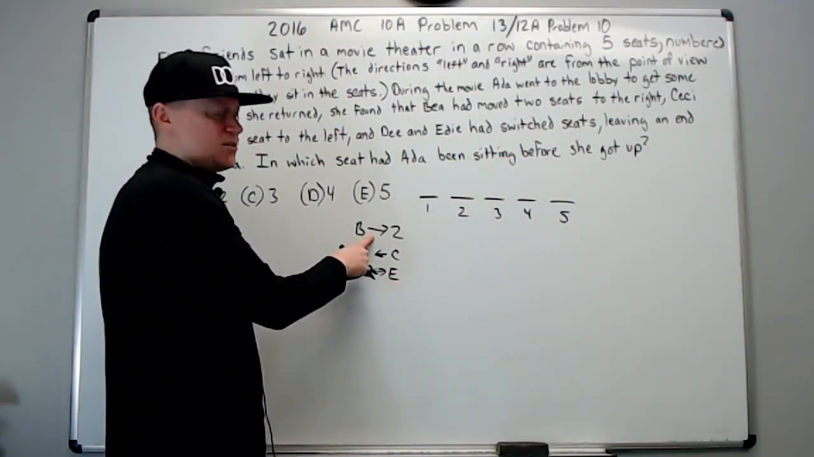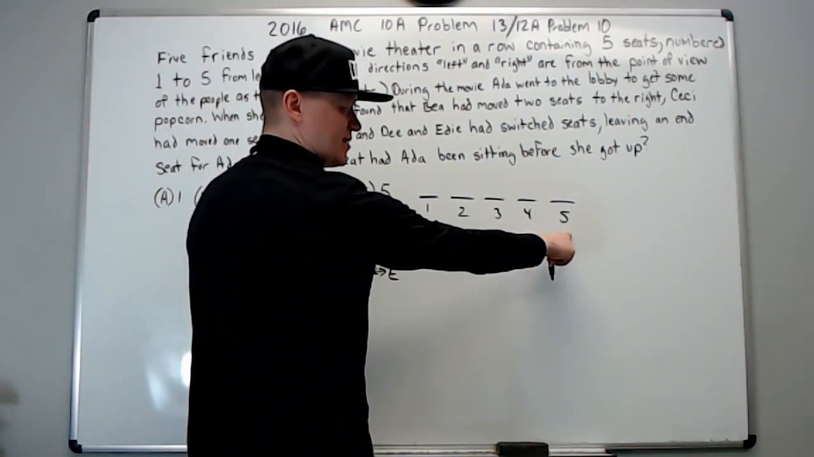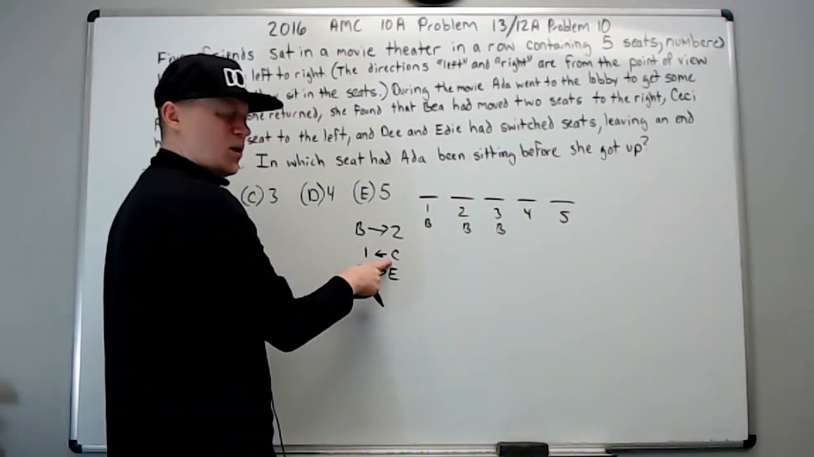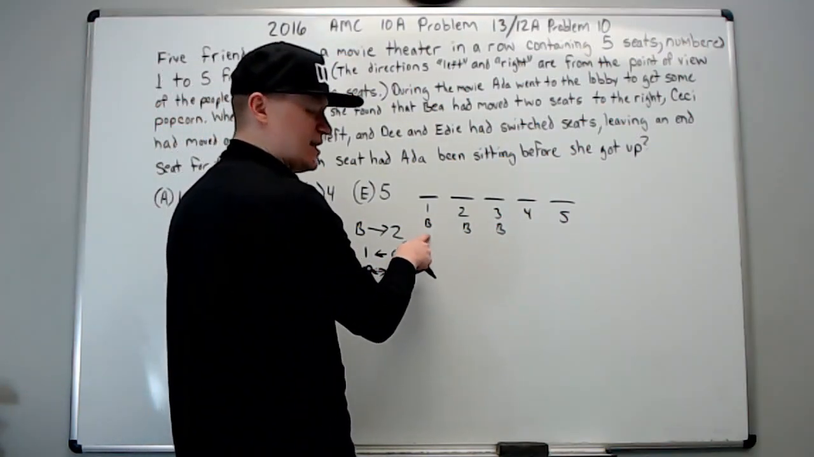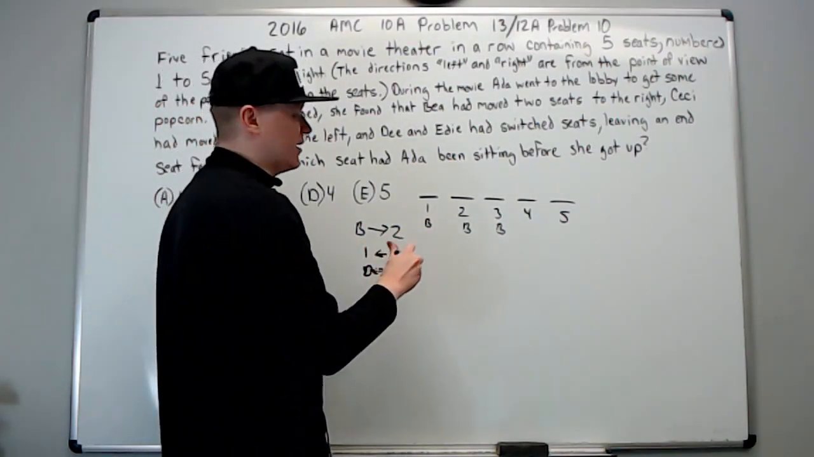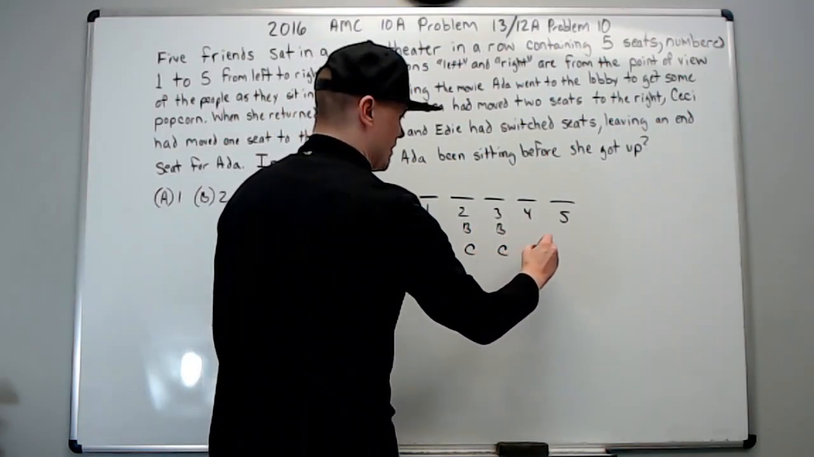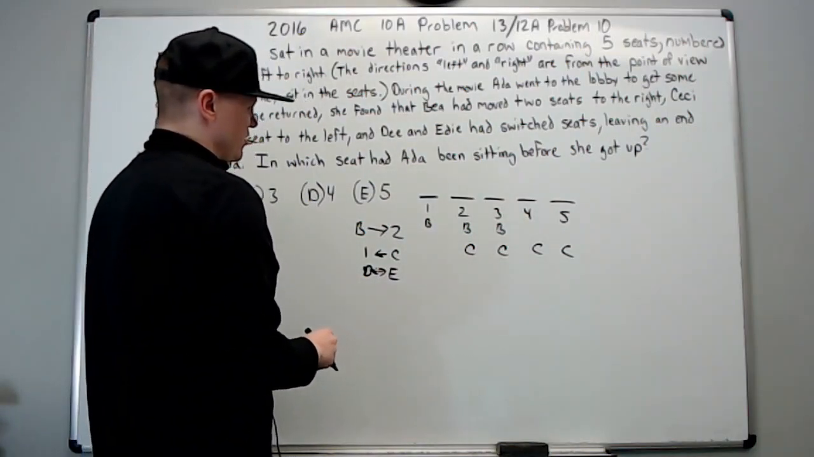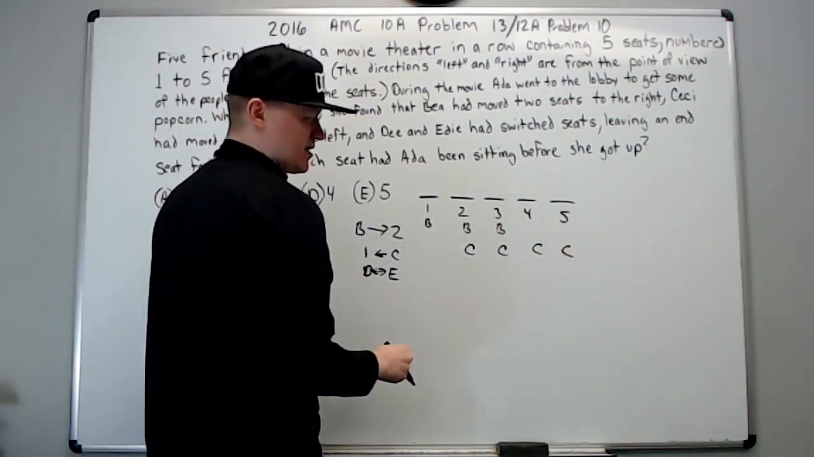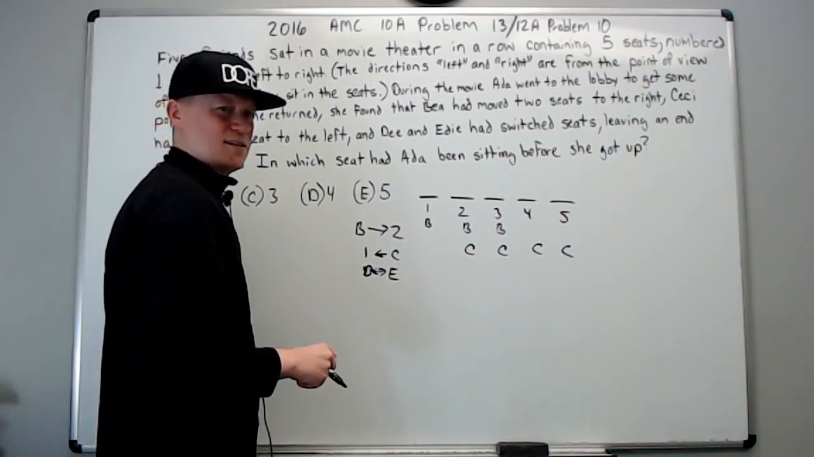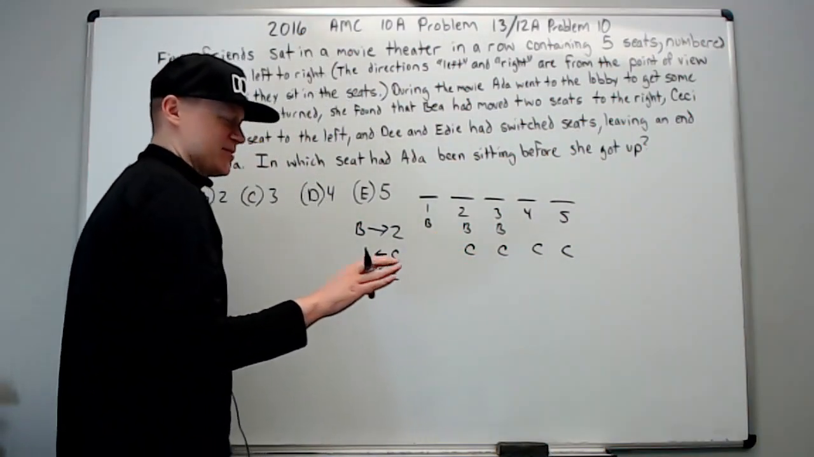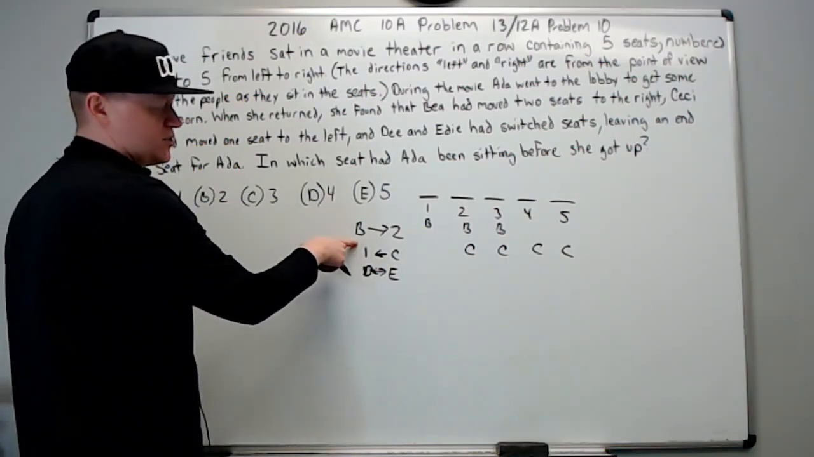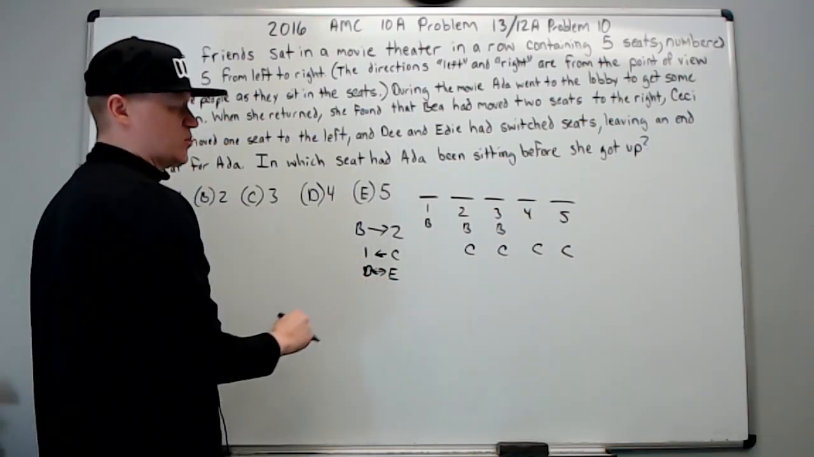If B moves 2 to the right, then B could not have been in seat 4 or 5. So B would have to start in one of these seats. Likewise, since C goes 1 to the left, C cannot be in seat 1 or they'll be in the aisle or wherever that is. So they can be in one of these 4 seats. All right, anyways, so B goes 2 to the right, C goes 1 to the left, D and E switch spots.